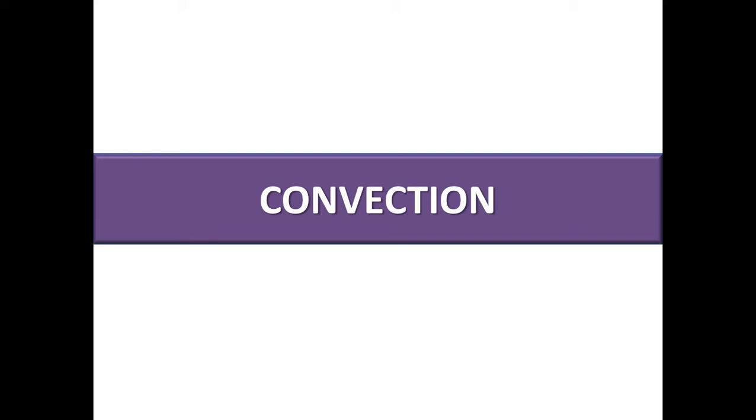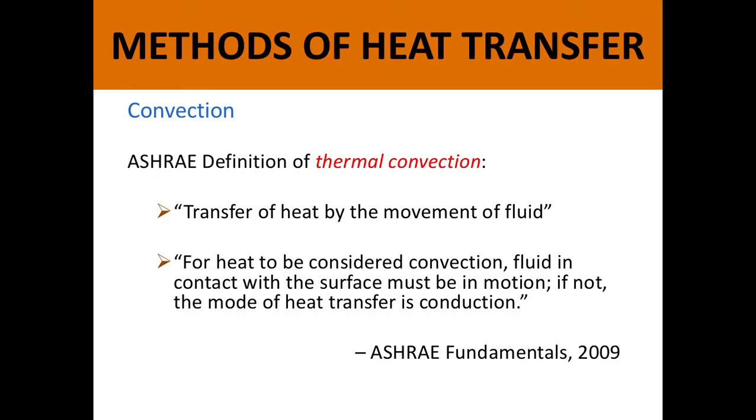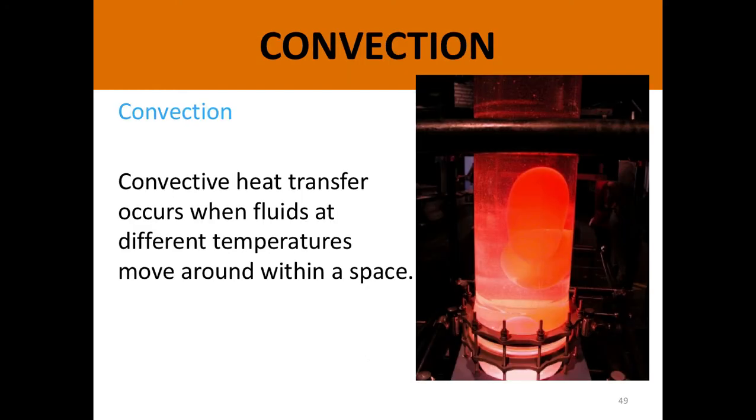Our next form of heat transfer is convection. Okay, ASHRAE has a definition of thermal convection. It's the heat transfer by movement of fluid, or for heat to be considered convection, fluid in contact with the surface must be in motion. If not, the mode of heat transfer is conduction. So again, moving fluid. Okay, we also take moving air as convection. Convection heat transfer occurs when fluids at different temperatures move around within a space.